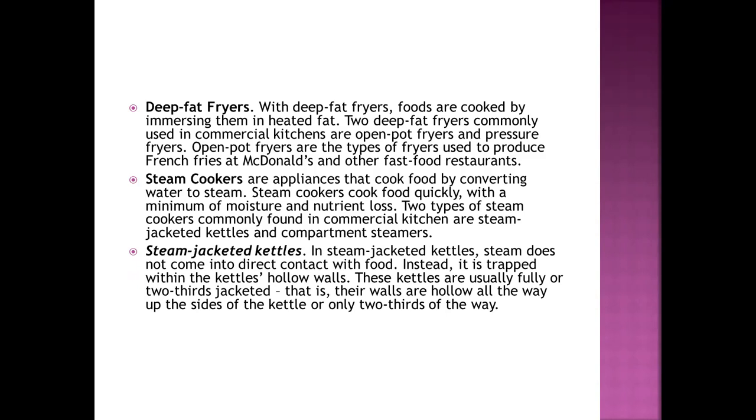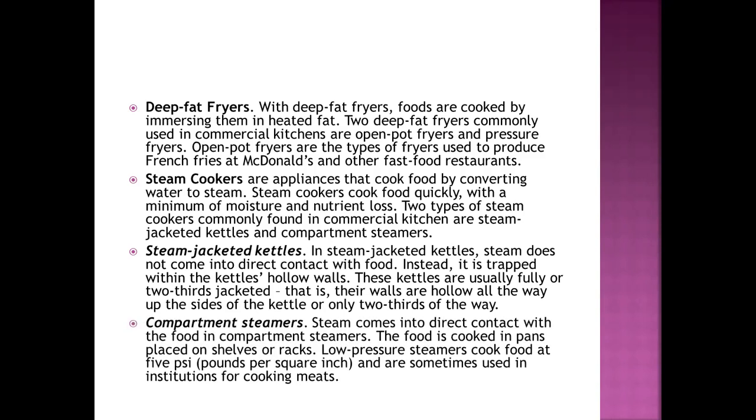So basically, these kettles are usually fully or two-thirds jacketed. That is, their walls are hollow all the way up the sides of the kettle, or only two-thirds of the way. And for the compartment steamers, steam comes into direct contact with the food, and the food is cooked in pans placed on shelves or racks. Low pressure steamers can cook food at 5 psi, or pounds per square inch, and are sometimes used in institutions for cooking meats.